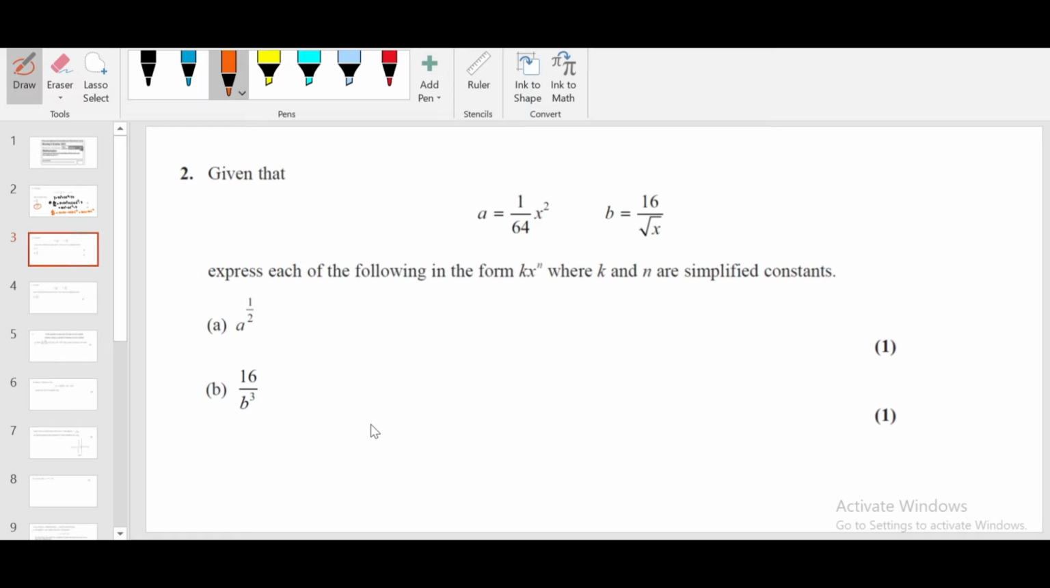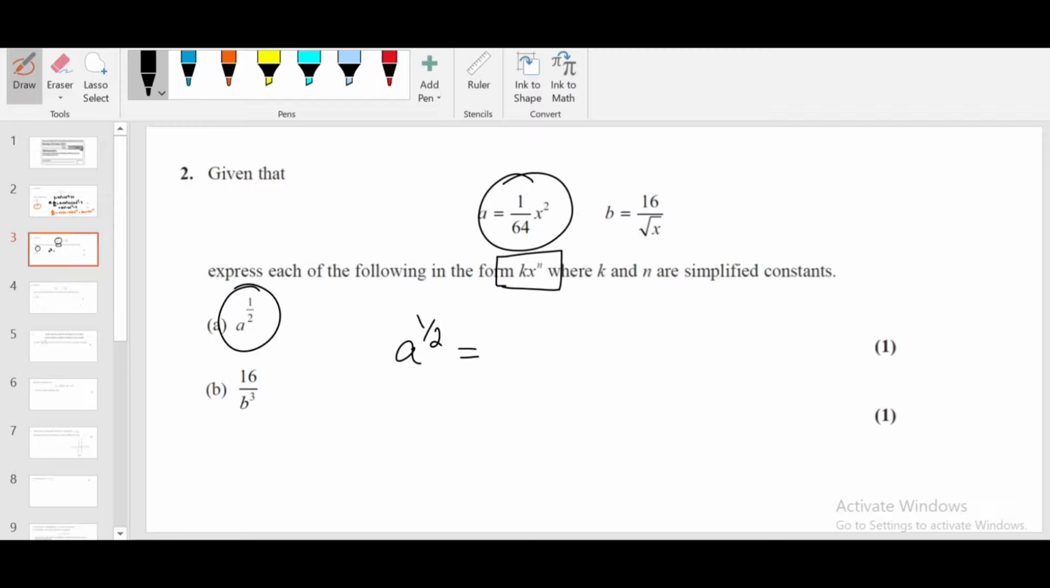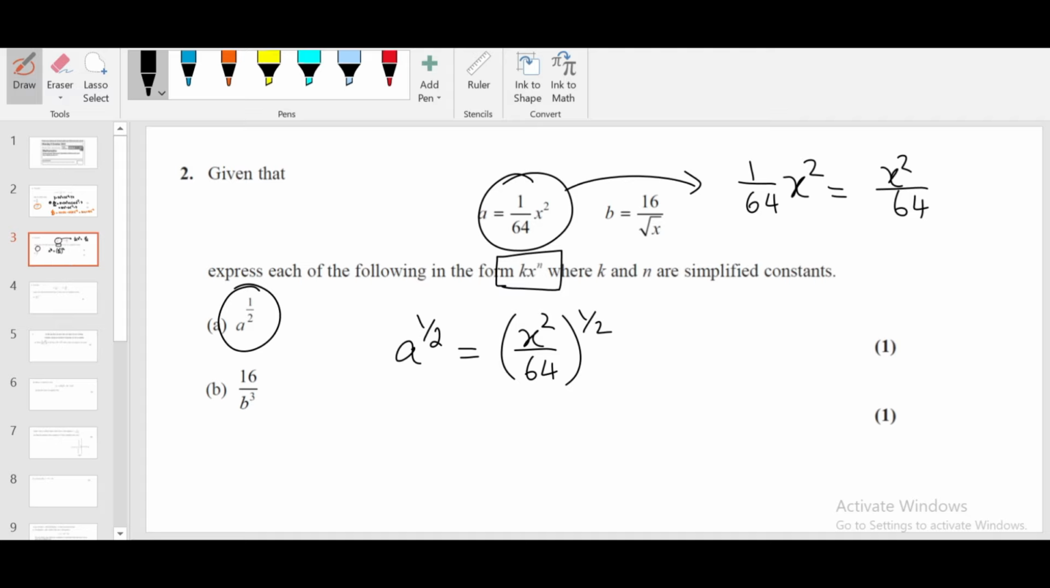Question number 2 is from chapter 1. You need to carefully apply the laws of indices. You have a given here. They want you to write a power half in the form of kx power n. So a power half is, a is basically x squared over 64, to the power half. You see, you have 1 over 64 x squared. You can write it as x squared over 64. Both are the same. And then when you have the power half, you need to put the power half separately.